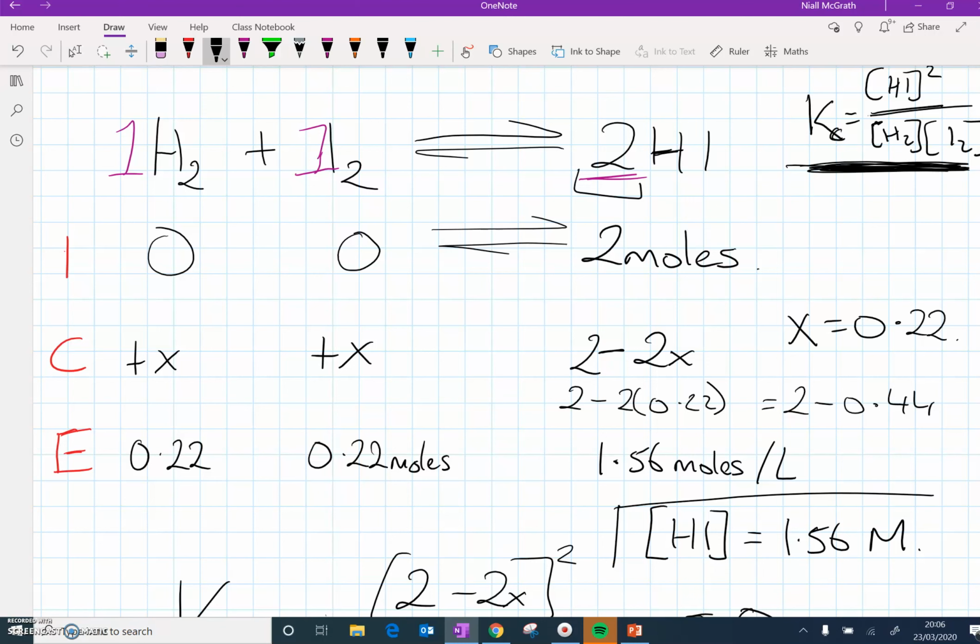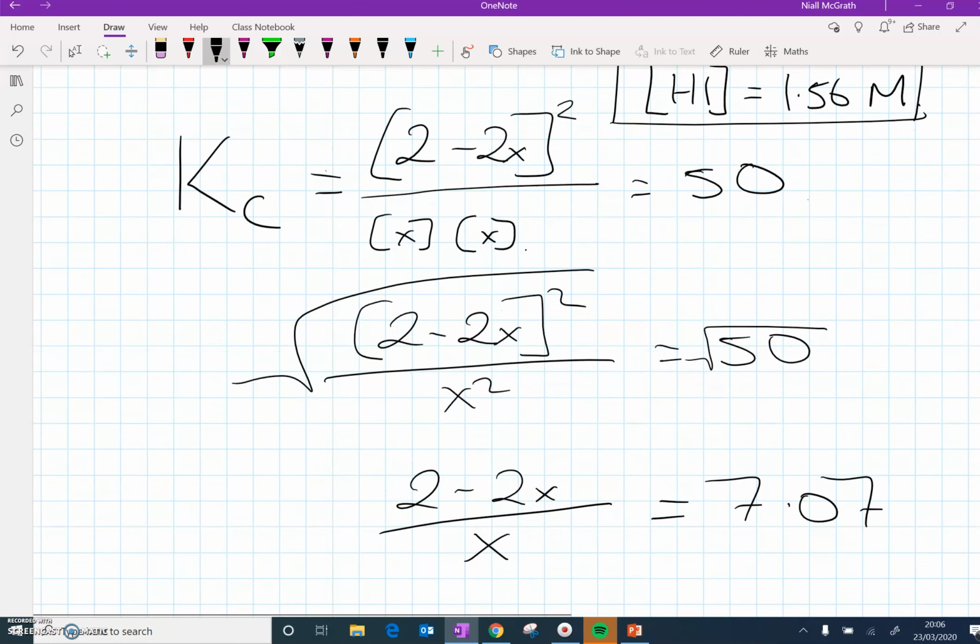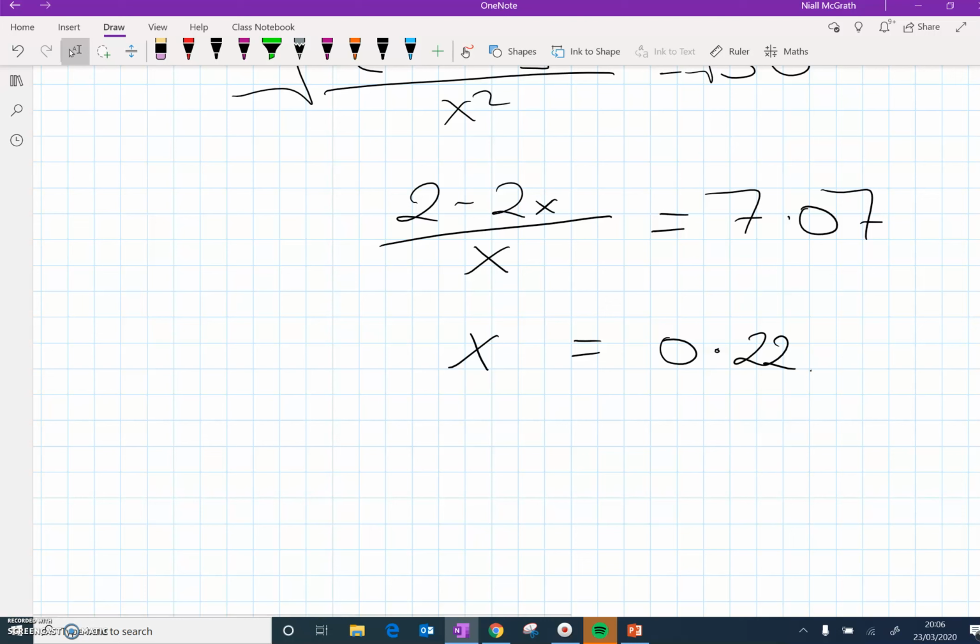Okay, and in your actual exam paper it may be no harm to write at the very bottom, underneath all of this, that you actually worked out the concentration down here as well.